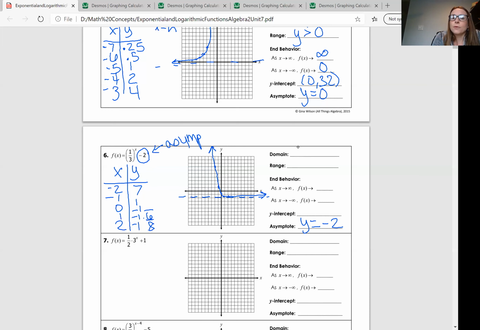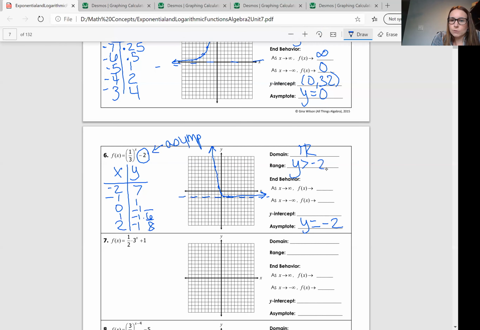Your domain is the same: all real numbers, you have positive x values, negative x values. Now your range, everything is above -2, not 0. Everything is above -2 now. So y is greater than -2.